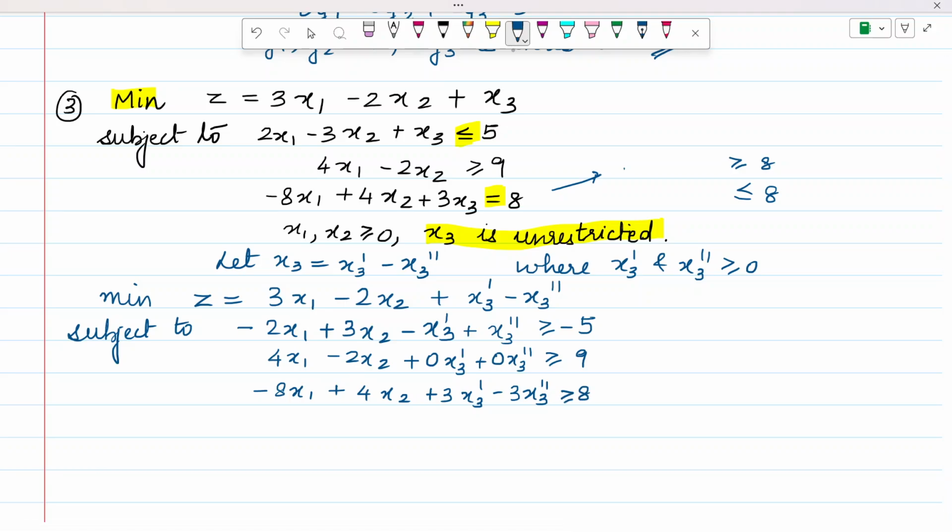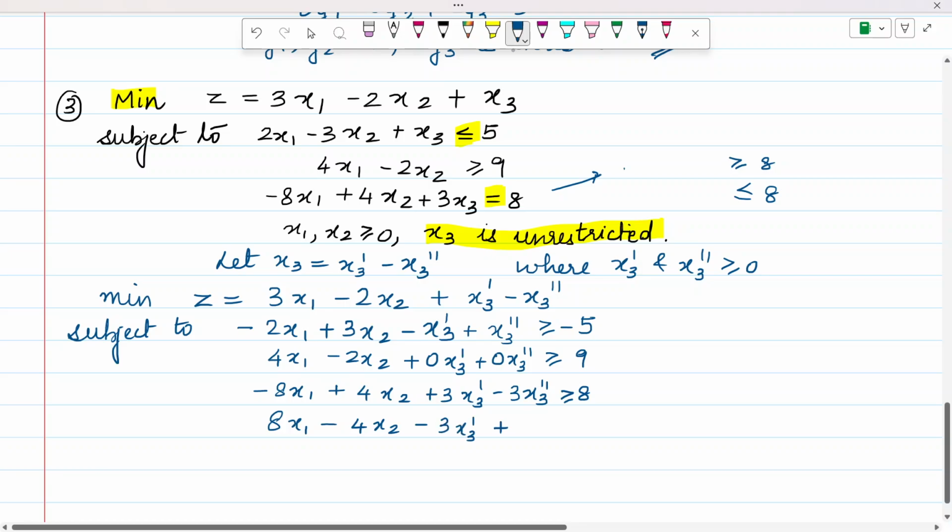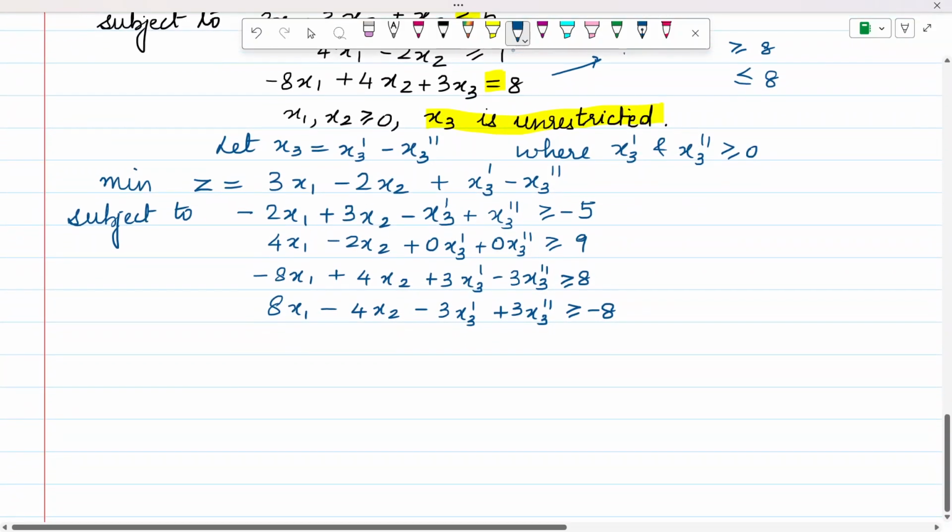For less than or equal to, we'll have to change the signs. So 8x1, negative 4x2, negative 3x3 prime, and positive 3x3 double prime, greater than or equal to negative 8. Because we've changed the sign for 8 will also change. Okay. Now you can see there are 4 constraints. But again, the last two constraints have the same coefficients except for the opposite signs. So there we'll have y3 prime and y3 double prime, and otherwise we'll have y1, y2. Okay, everything else remains the same.